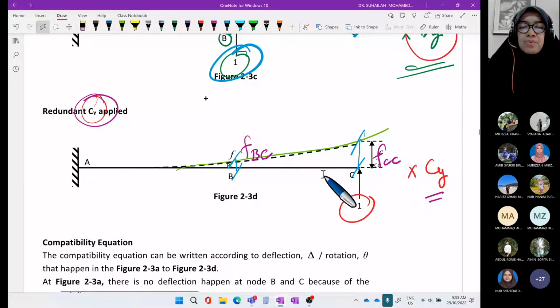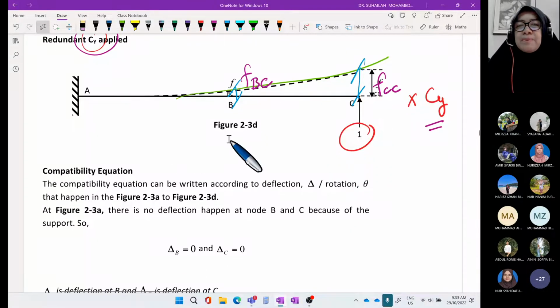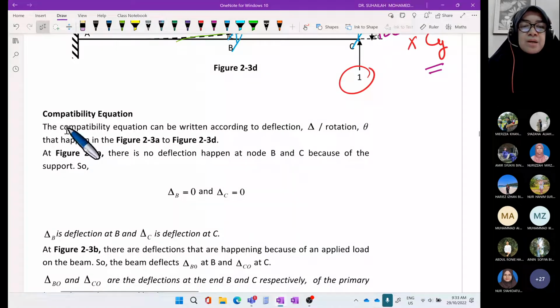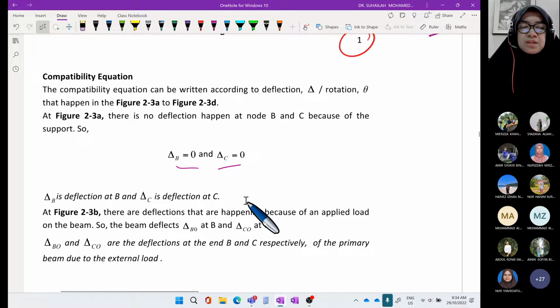Okay, now we will continue to write the compatibility equation. We will have two compatibility equations because we have two redundants, two positions. We will have one equation at position of redundant number 1, and a second equation at position of redundant number 2. The compatibility equation can be written according to deflection in this case. In figure 2.3, the actual beam has delta equal to 0 because of the support.